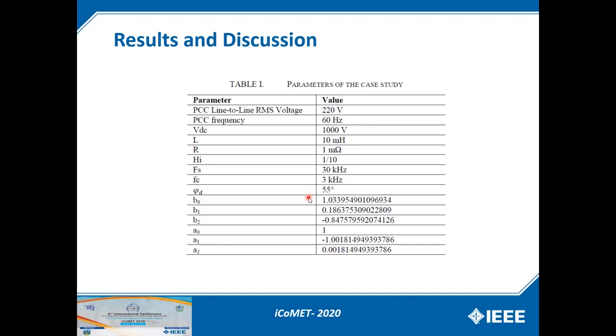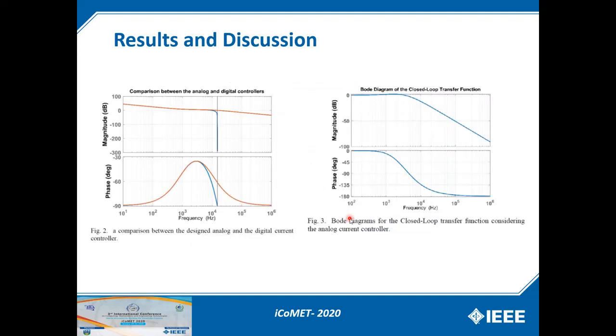Results and discussion. Here you have a table showing the parameters of the case study and also the coefficients computed according to the proposed procedure of tuning such a controller. The first results are two Bode diagrams. On the left here we find the comparison between the analog and the digital controller. So in order to design the digital controller, we first design an analog controller and then discretize it. So you can see here the comparison between the two controllers.